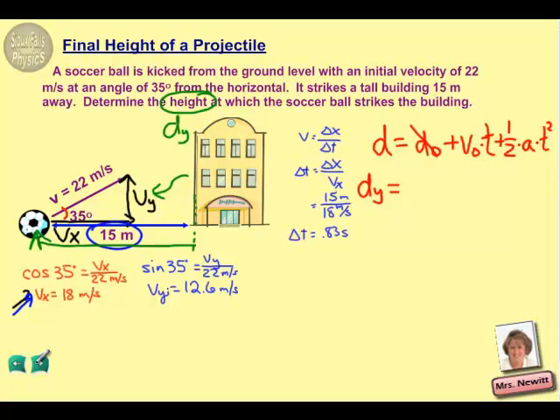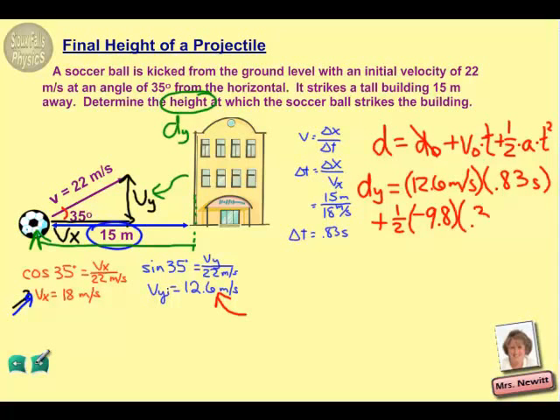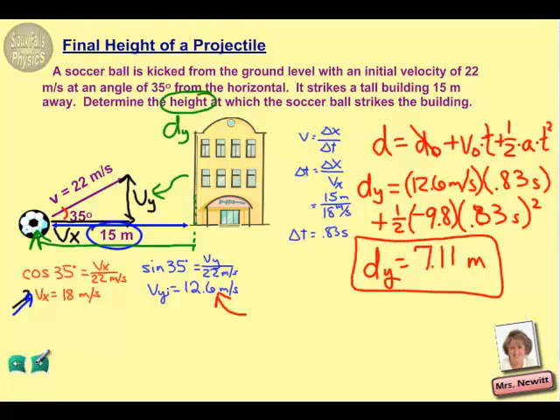Our initial vertical velocity can be found here. We found that as our component of the triangle, and that was 12.6. Our time, again, is 0.83 seconds. Adding the second term, we have 1/2 acceleration, and we need to be very careful to make that a negative 9.8, and 0.83 seconds, again, squared. And working out the algebra on this, we get a final vertical position of 7.11 meters as the height at which the ball strikes the building.